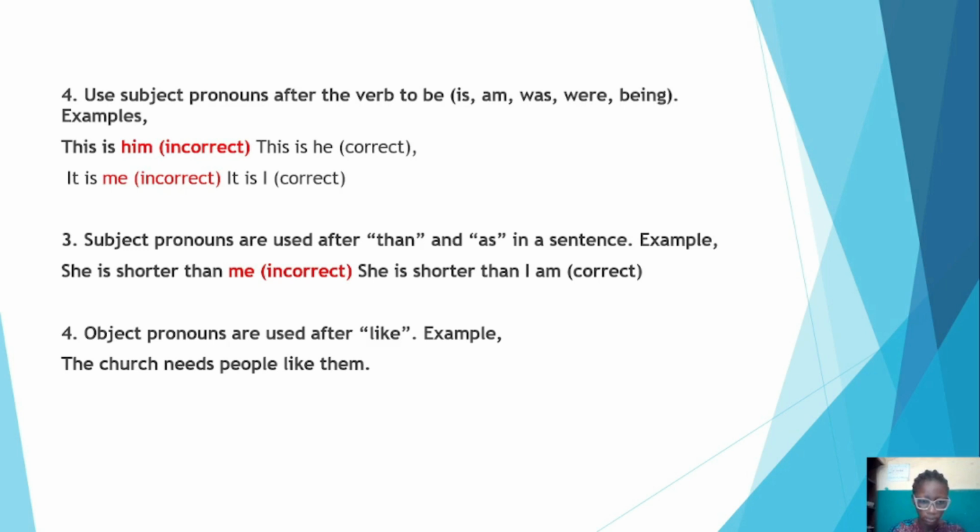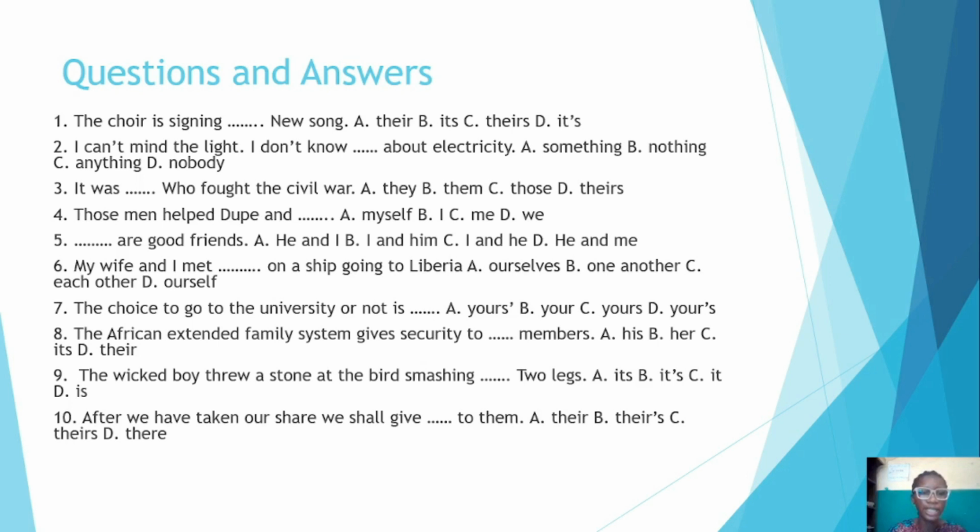Then the last rule we're going to look at is that object pronouns are used after like. For example, the church needs people like them. So we can't say the church needs people like they. No. We say the church needs people like them. So now let's answer these questions to test our knowledge on pronouns.